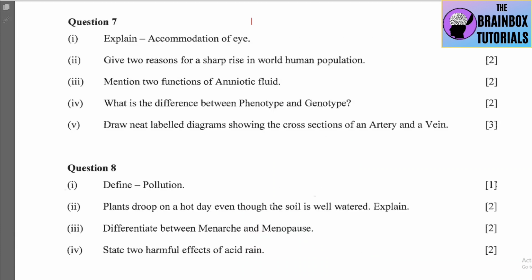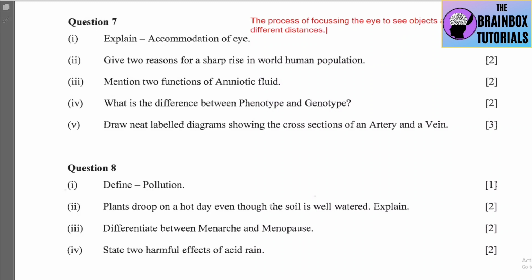Now coming to question number 7 part 1, explain accommodation of eye. So accommodation of eye is the process of focusing the eye to see objects at different distances. This is the proper definition of accommodation of eye.